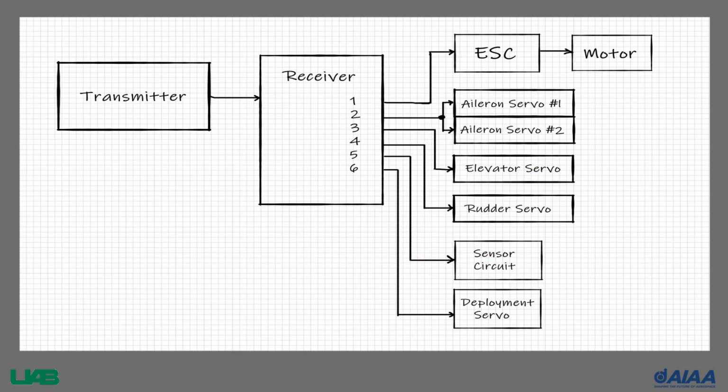For control architecture, the transmitter communicates with the receiver and the receiver then communicates to the other components in the plane. The channel 1 port is designated for controlling the motor through the electronic speed control. Channels 2 through 4 are used to communicate with the control surface servos. Channel 5 is used to trigger the LED pattern in the sensor module, and Channel 6 is used to activate the deployment winch motor.